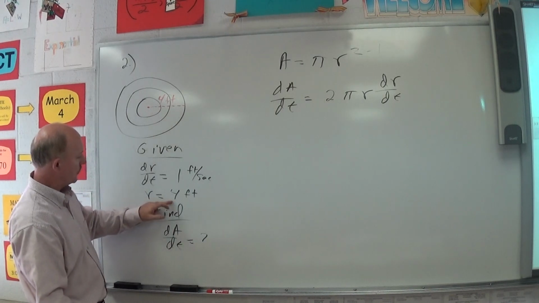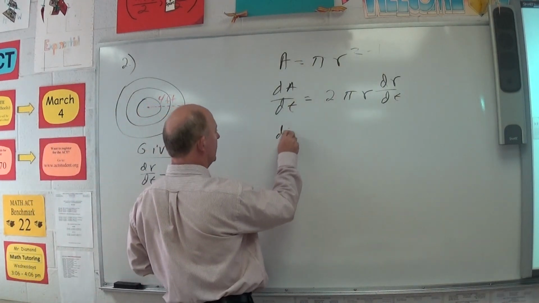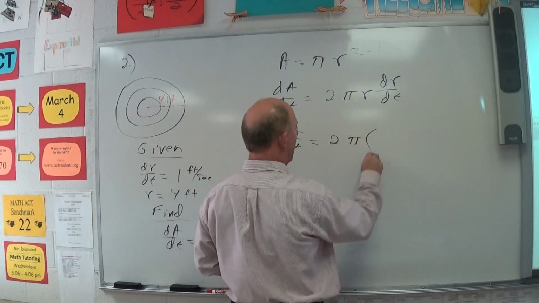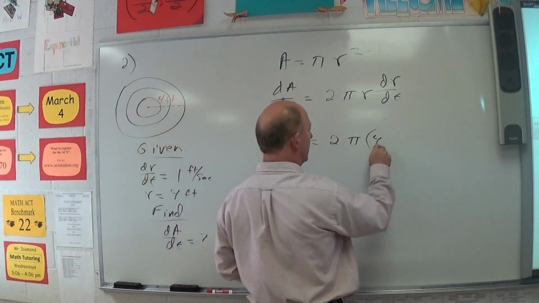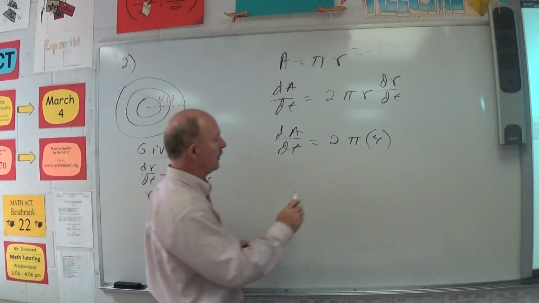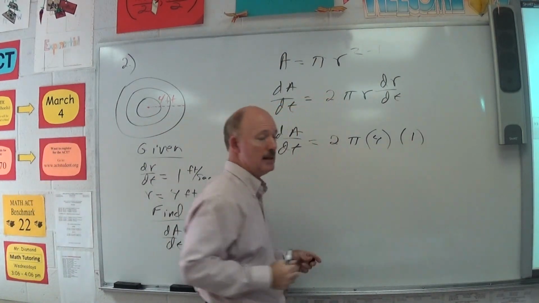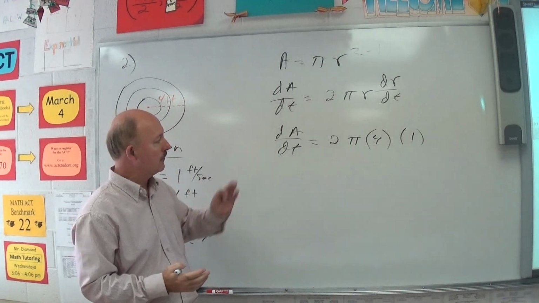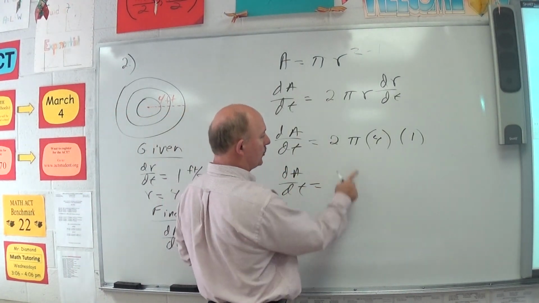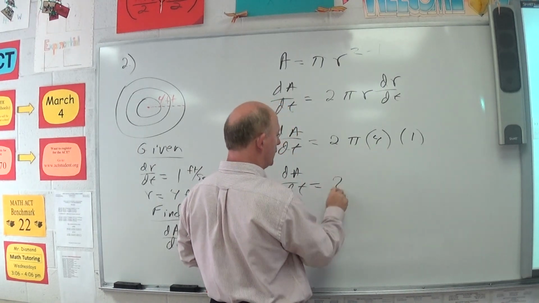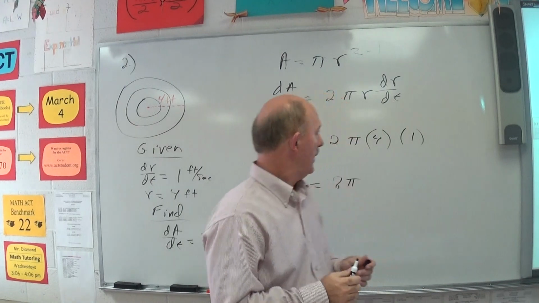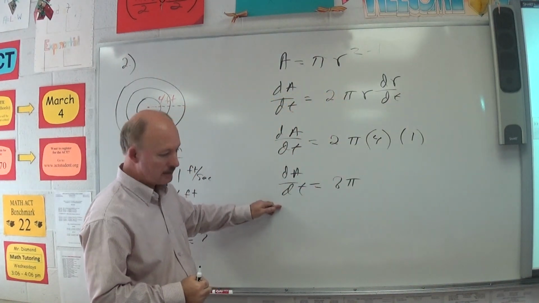dr over dt is 1 and the radius is 4. So dA over dt is going to equal 2 times pi, so the radius is 4, so substitute 4 in for r. Now dr over dt is 1, so substitute 1 in for dr over dt. And now it's just a matter of solving for dA over dt. So dA over dt is going to be equal to 2 times pi times 4 times 1, which is 8 pi. So the rate of change of the area with respect to time should be 8 pi.